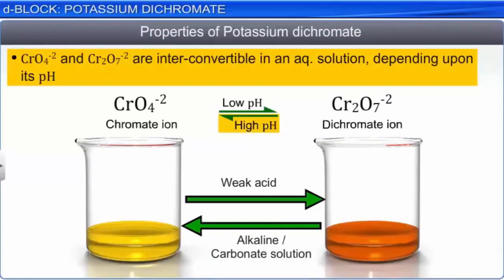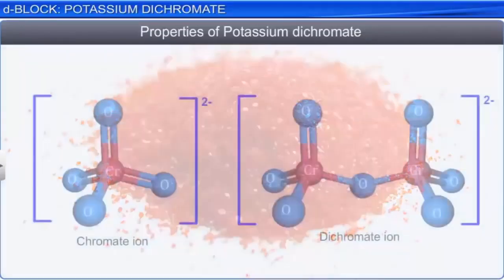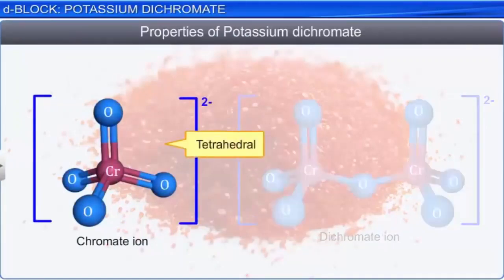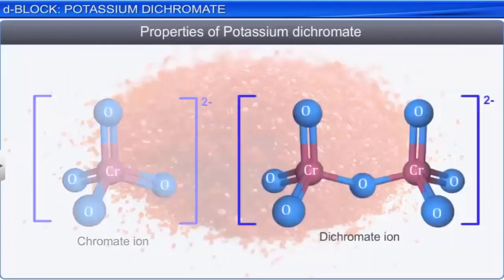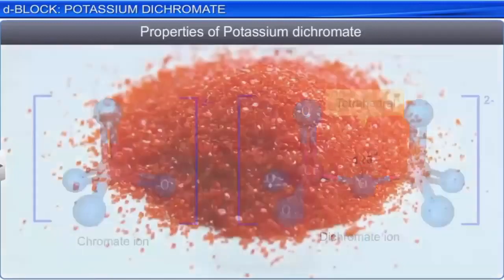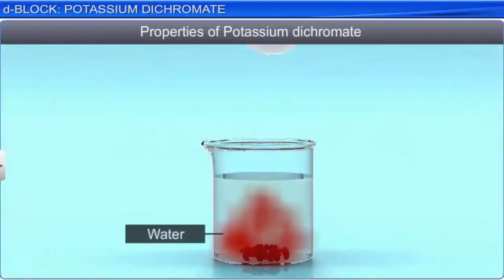The structures of the chromate and the dichromate ions are given here. While the chromate ion is tetrahedral, the dichromate ion consists of 2 tetrahedra sharing one corner with a Cr-O-Cr bond angle of 126 degrees. Sodium dichromate is highly soluble in water and is widely used as an oxidizing agent.